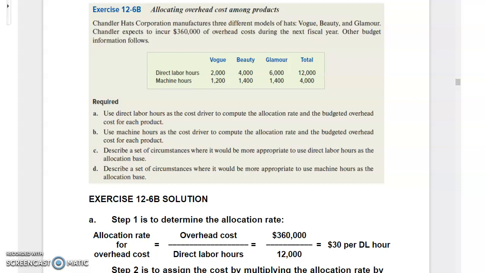If we waited for actual costs at the end of the year, the company wouldn't be able to bill the overhead costs or build it into the cost or the selling price of the product. So we need to have a predetermined overhead rate so that we can apply it all during the year.